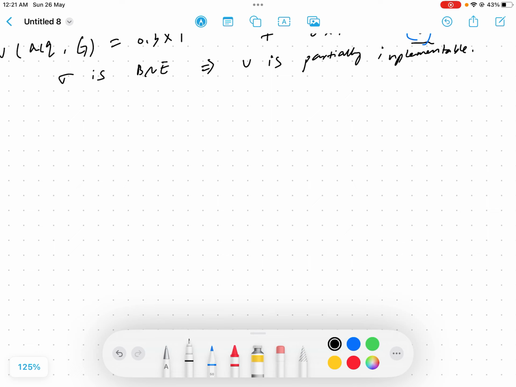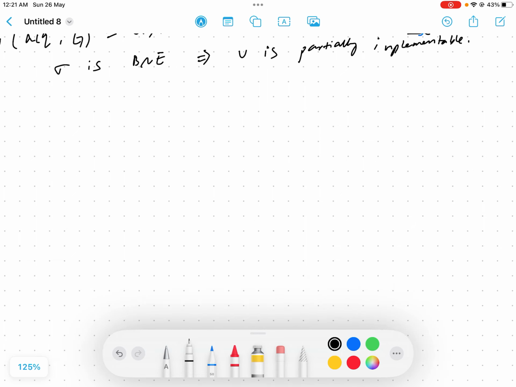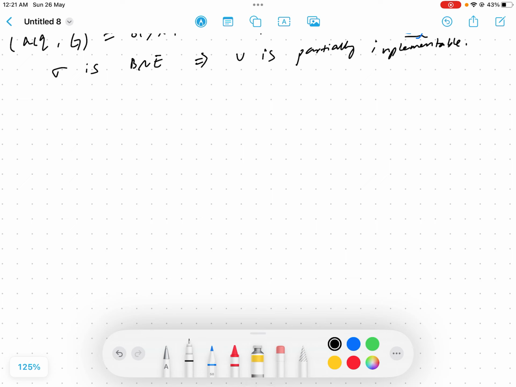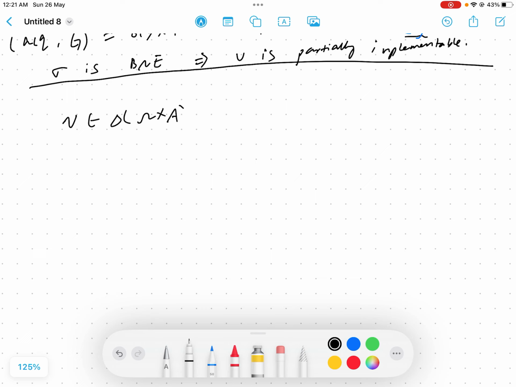So let's do that. As mentioned in the Bergemann and Morris 2019 paper, they proved in their theorems or propositions that V, as a joint distribution over state and action, is partially implementable if and only if it's a Bayes correlated equilibrium, okay?